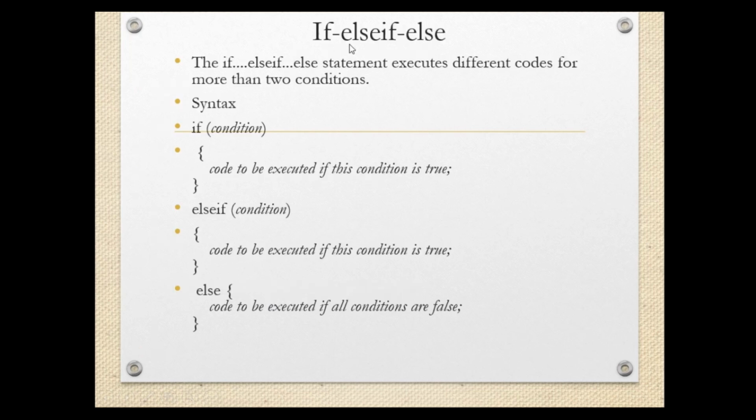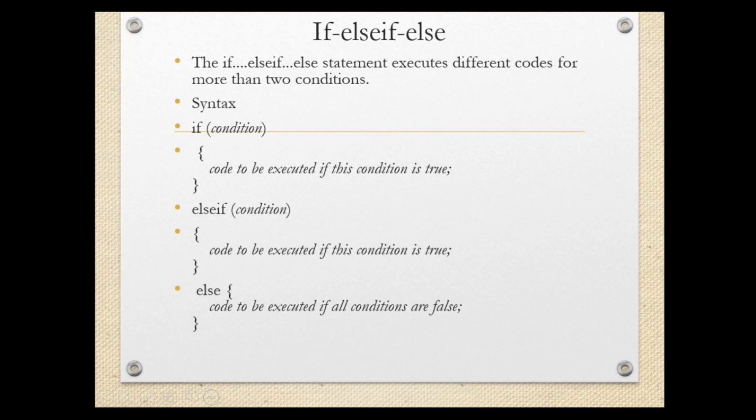Third one we have is the else if, which we also call nested if else. The else if statement executes different code for more than 2 conditions. As the name suggests, it is nested if else, that means there are multiple if else conditions. Let's see the syntax. We pass a condition, then this code will be executed. Else if, again we pass a condition, then the code will be executed if the condition is true. And last, else, code to be executed if all the conditions are false.